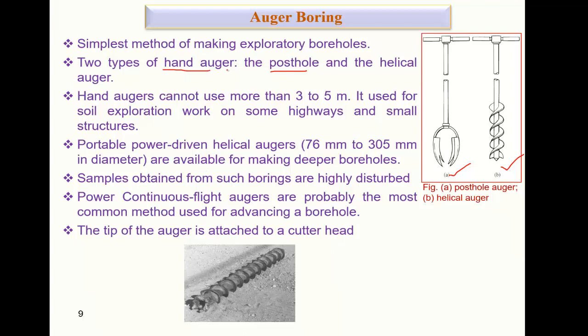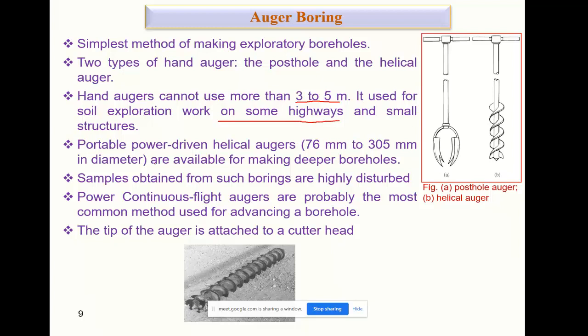So this is all about the hand auger. A hand auger cannot be used beyond 3 to 5 meters, because if it goes to more depth, you need more energy. So it is not possible to go further with the hand. Soil exploration work on some highways and small structures can be done with this hand auger method. So as I said, auger boring can make a borehole up to 3 to 5 meters, if you want to use your hand energy. Usually for small structures which don't need deeper soil exploration, you can do this, or for the highways also, right?